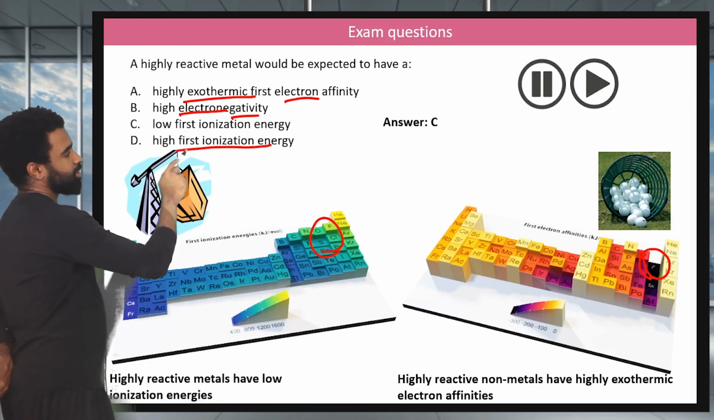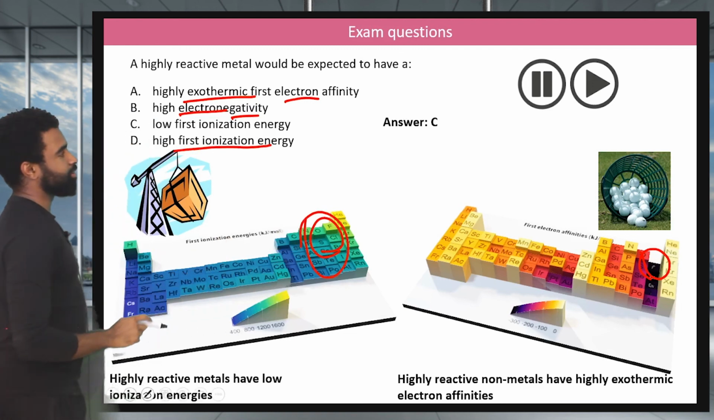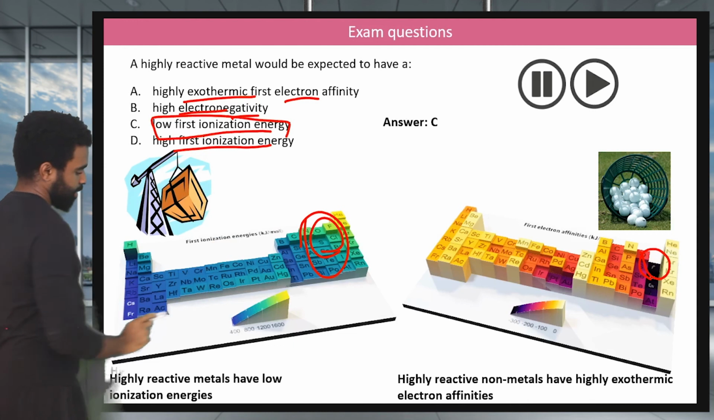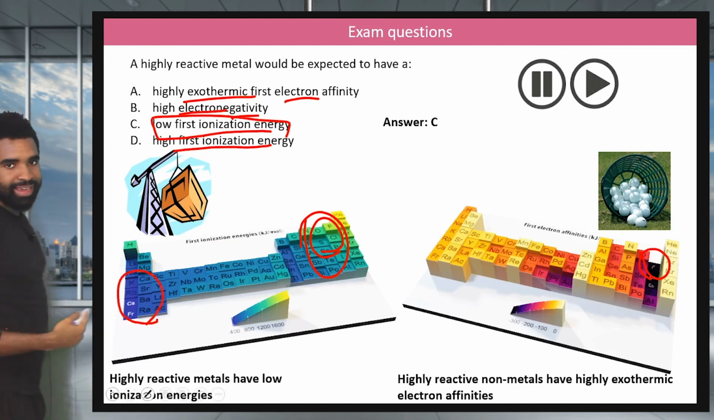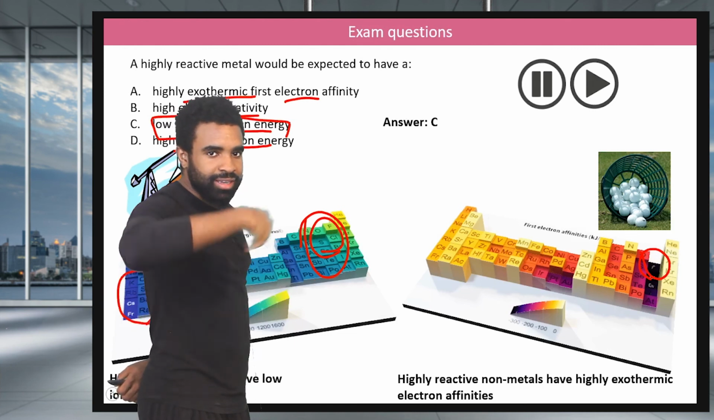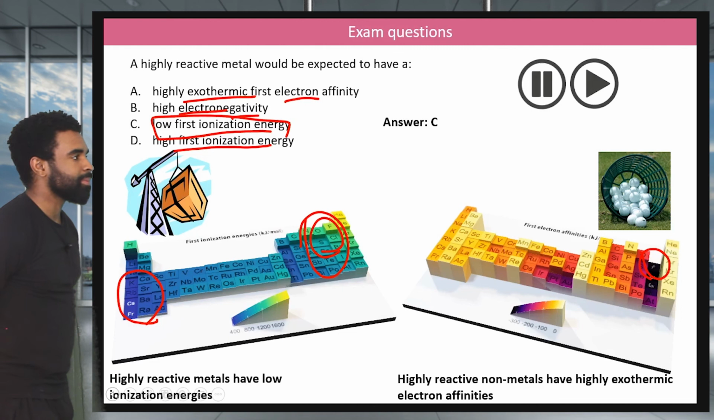A high first ionization energy? No, you can see the first ionization energy is high for the reactive nonmetals. So it must be a low first ionization energy for these guys here. And that indicates the fact that it's easy to pull off electrons from them. And therefore, they tend to just throw those electrons all about, making them reactive.